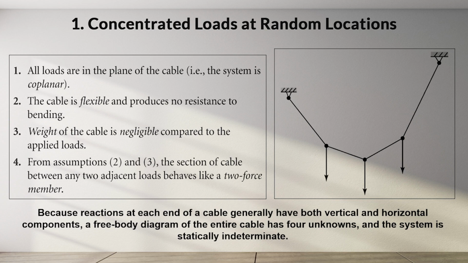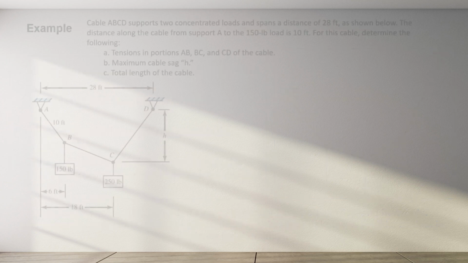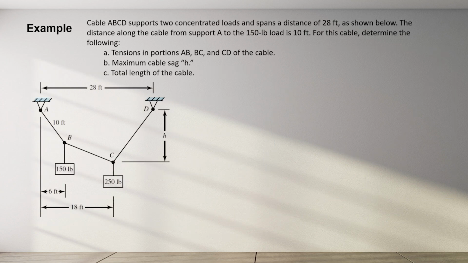Because reactions at each end of a cable generally have both vertical and horizontal components, a free body diagram of the entire cable has 4 unknowns, and the system is statically indeterminate. Let's look at the first example. Cable ABCD supports 2 concentrated loads and spans a distance of 28 feet, as shown in the figure. The distance along the cable from support A to the 150-pound load is 10 feet.